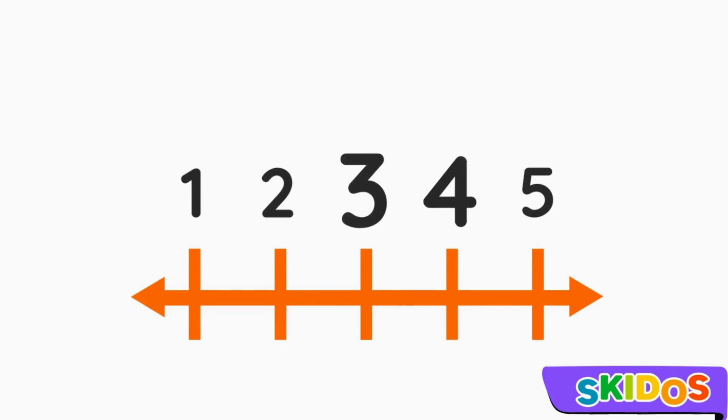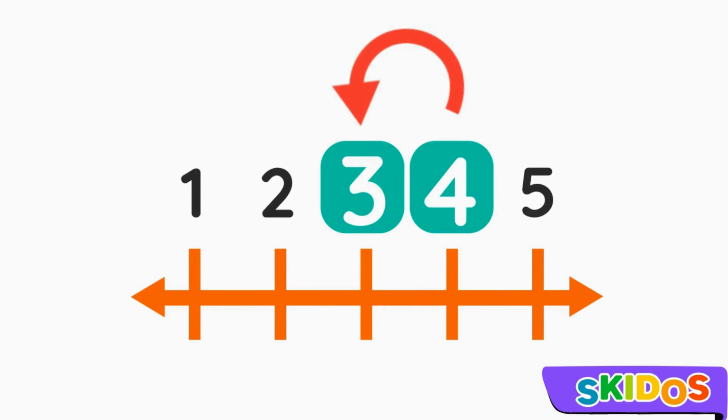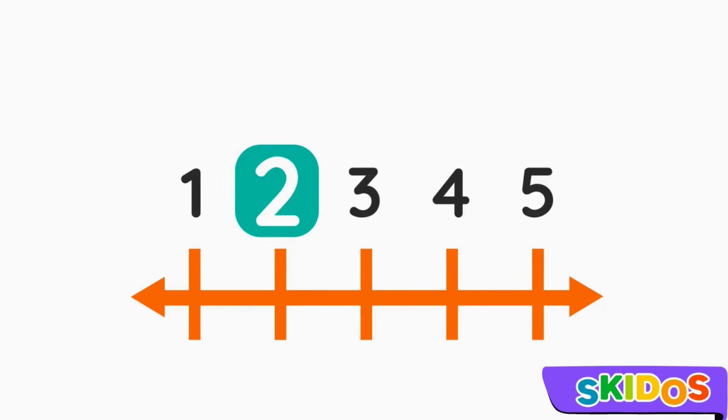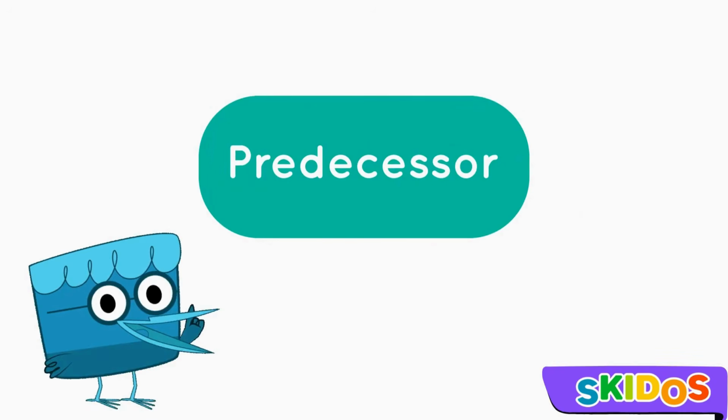3 comes just before 4. So, 3 is the predecessor of 4. 2 also comes before 4, but it is not just before 4. We can also find the predecessor of a number by subtracting 1 from it.